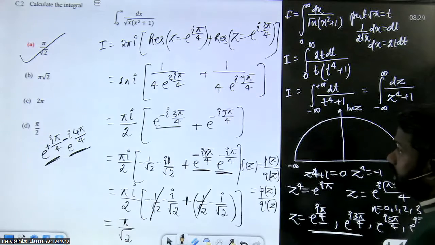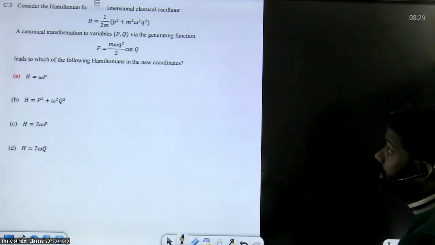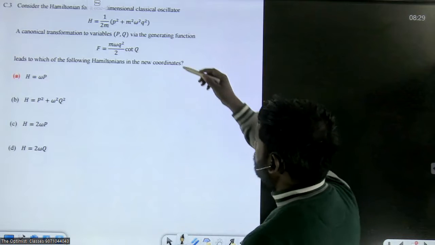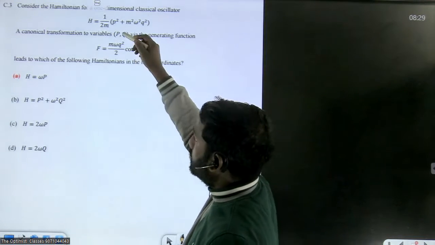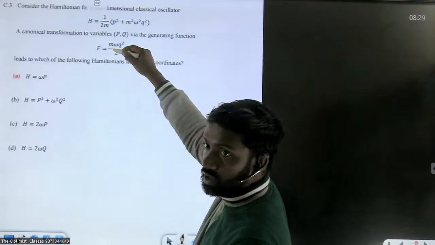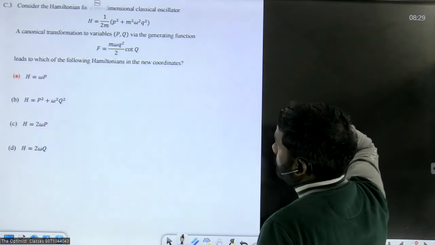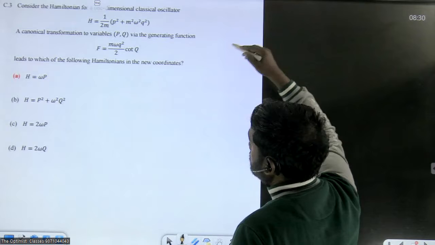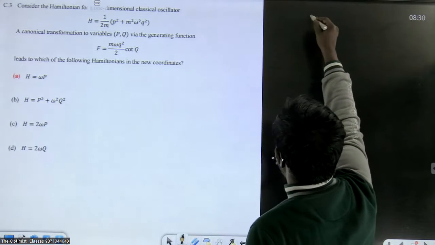All right, so let's move to another question. This is a question from classical mechanics. It says that a Hamiltonian is given, and now we are transforming this Hamiltonian using this generating function. So we have to find the new Hamiltonian and new coordinate. So let's write the differential relation for this generating function.